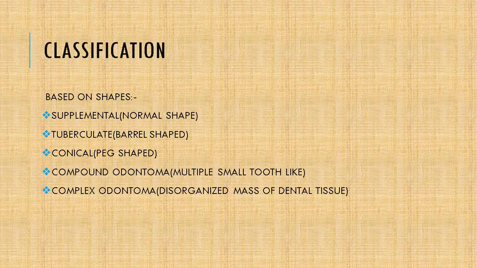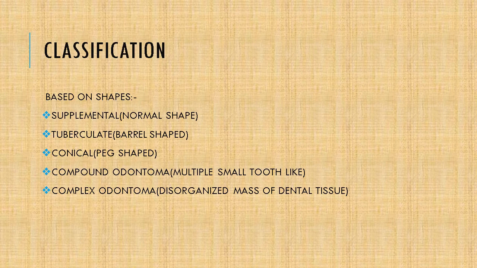So how do we classify supernumerary teeth or hyperdontia? We classify them in various forms. The most famous one is based on shape. First is supplemental. What do you mean by supplemental? It means an extra tooth that is normal in shape, normal morphology. It resembles either an incisor, canine, premolar, or molar.